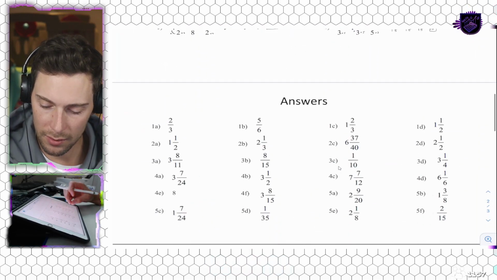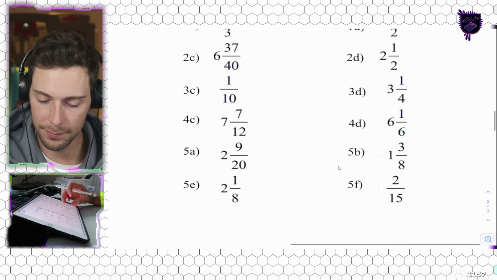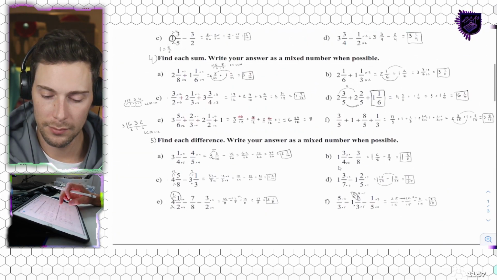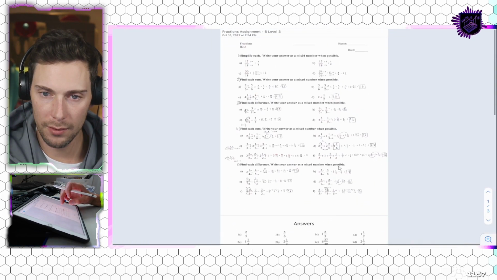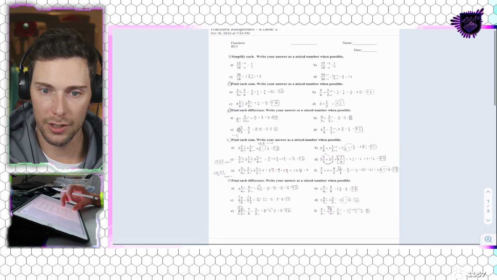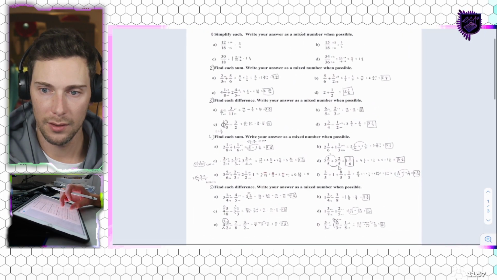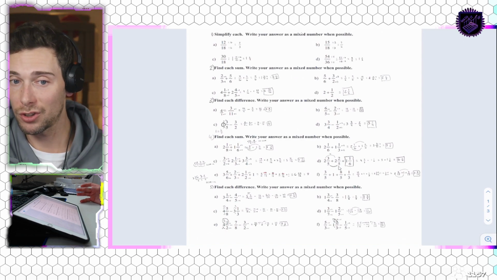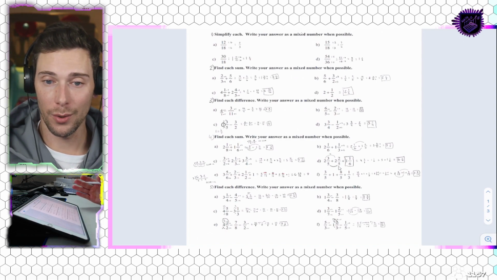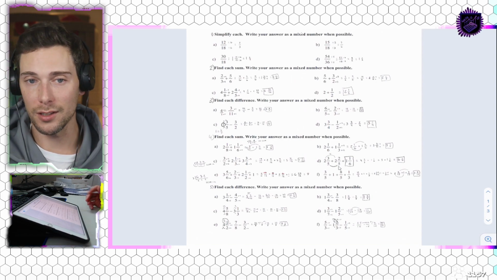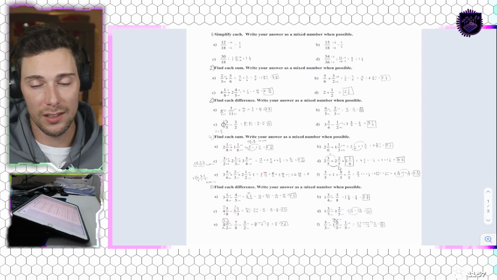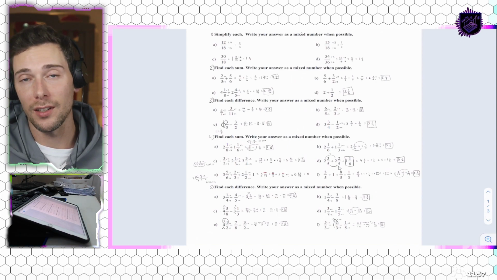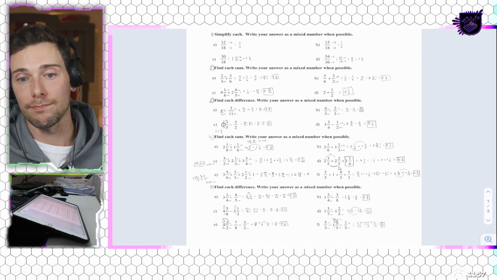Let's check it. 2/15. That's our answer. And look at that beautiful worksheet there. This is what showing your work should look like. You can see your own work. You can see your own stuff. It's easy to check, easy for your teacher to see what you're doing. It's nice.